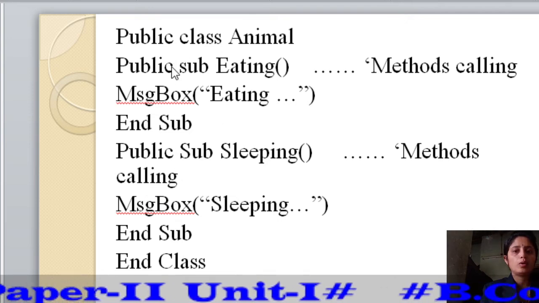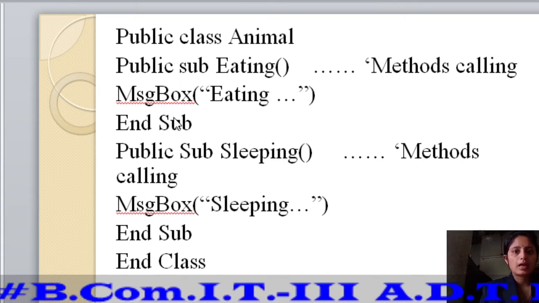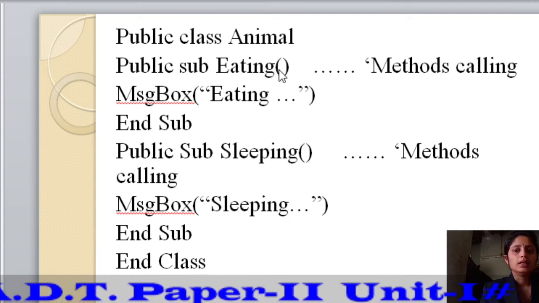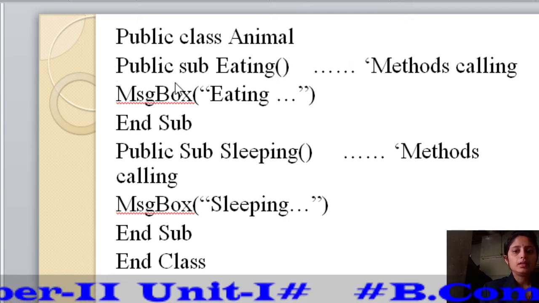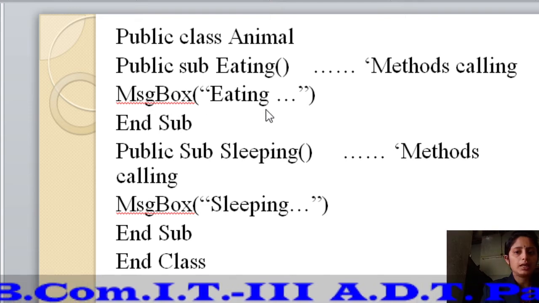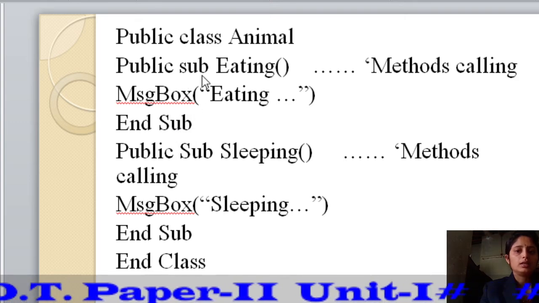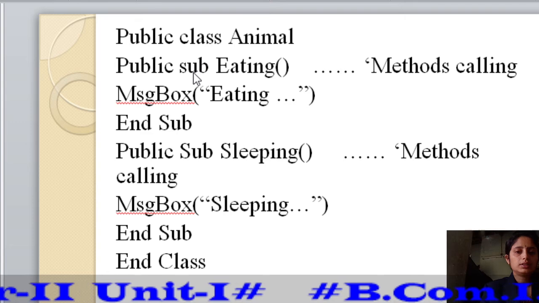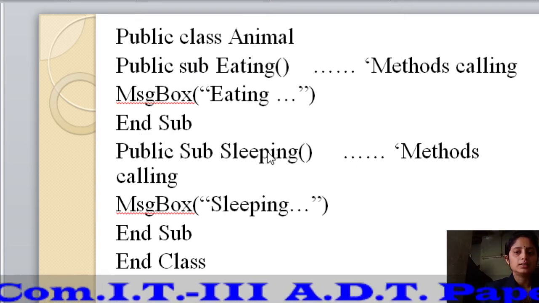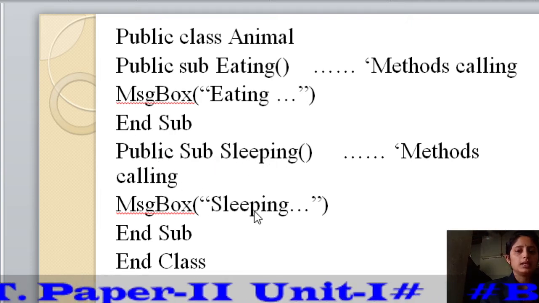The class is ended with End Class, and this is the body of the class. In the body there are the methods; procedures, subroutines and functions are called methods. The first is a public subroutine. This is the method. In this method there is a MsgBox("Eating") and End Sub. This is the subroutine. Here Sub is the keyword, and the subroutine is ended with End Sub. The second method is called sleeping: Public Sub Sleeping, MsgBox("Sleeping"), End Sub, End Class.